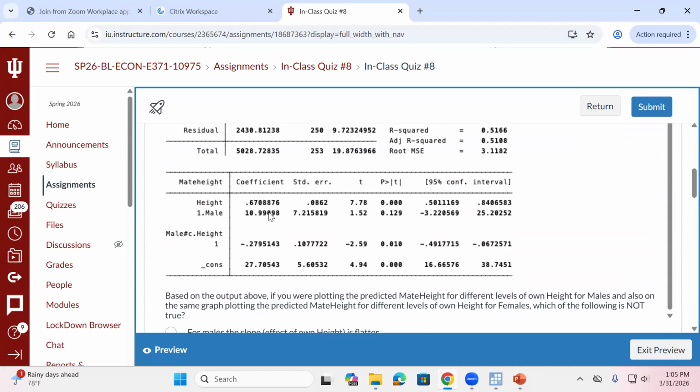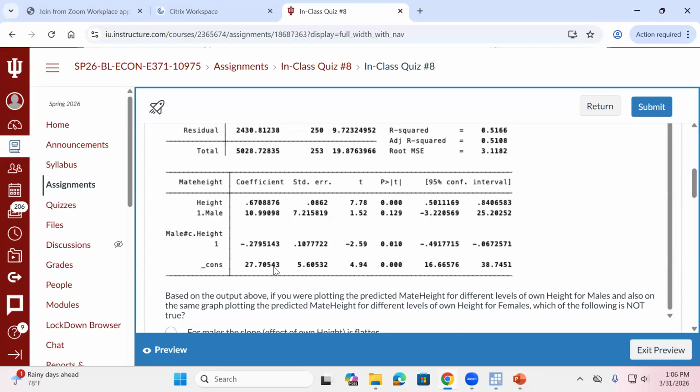So the coefficient on my male variable is 10.99. The coefficient on that height variable was 0.671, rounding to the third decimal. And the coefficient on the interaction term is negative 2.8, if I round. Also I've got the constant, or the intercept, 27.71. We'll pull that with us as well and think about plotting what this looks like.